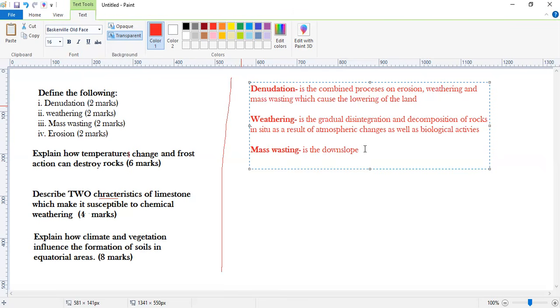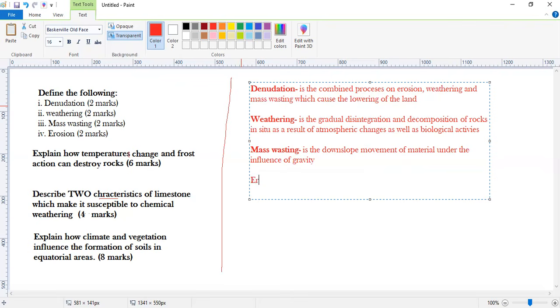It is the downslope movement of material, and then we want to mention the agent. In all of these processes, we want to mention the agents that are responsible. In this case, it is gravity. So it is a downslope movement of material. Some persons would be specific enough and put weathered material, all right, under the influence.